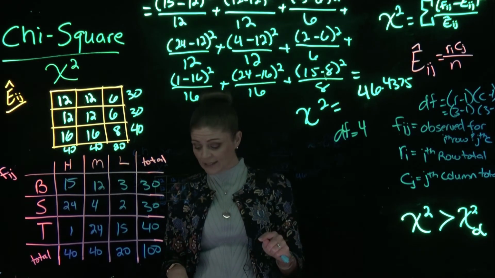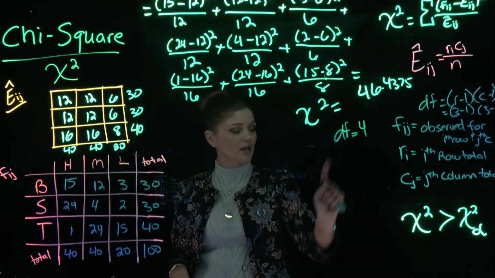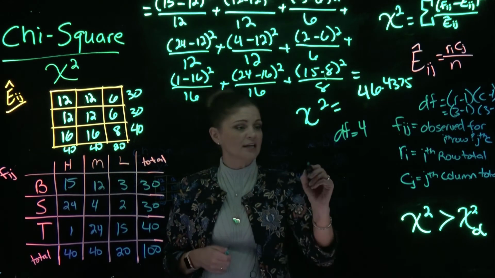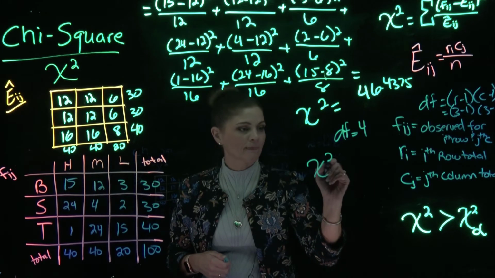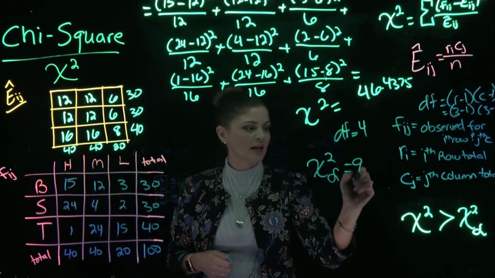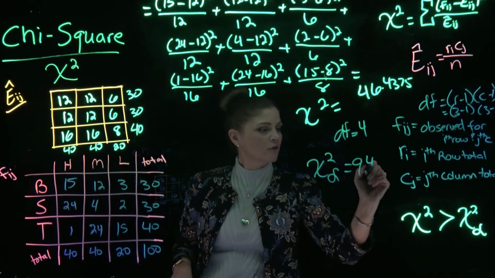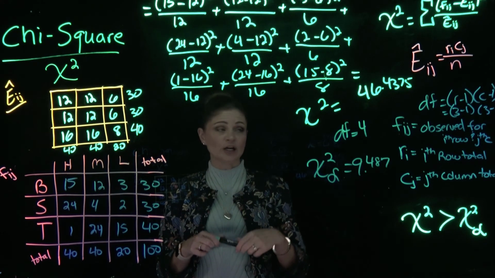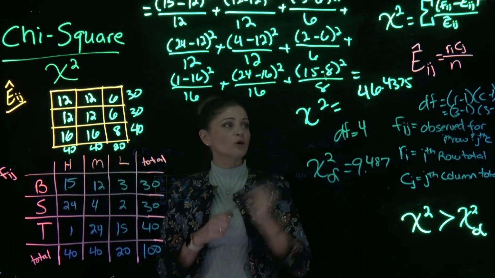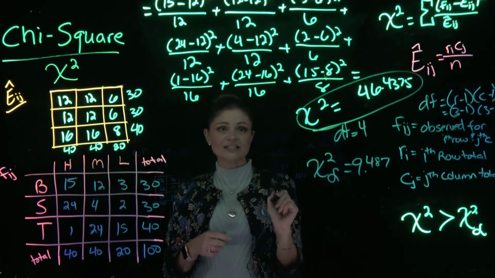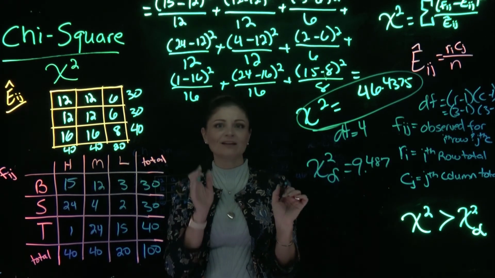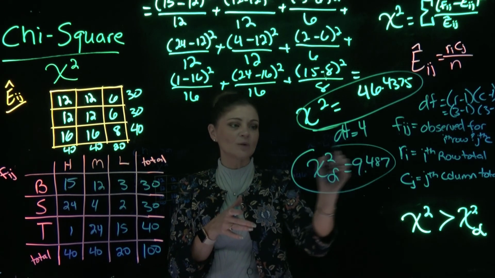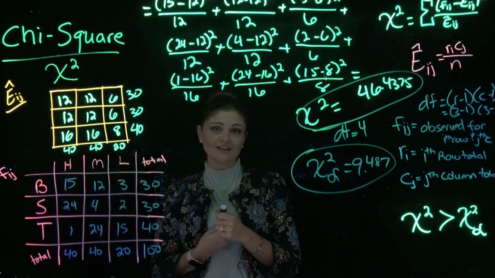So on the chi-square point table, a degrees of freedom of 4 and a significance level of 0.05, our chi-square point is going to equal 9.487. So in this particular scenario, our chi-square of 46.4375 is greater than our chi-square point, so we're going to reject the null hypothesis.